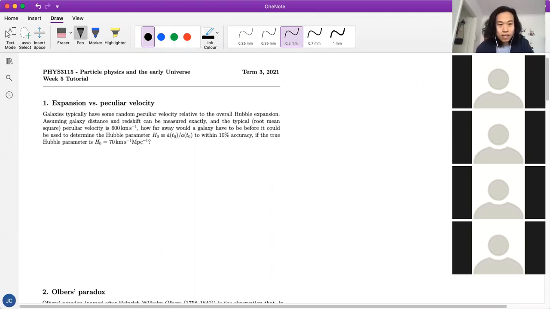As the galaxies typically have some random peculiar velocity relative to the overall Hubble expansion, assuming the galaxy distance and redshift can be measured exactly, and the typical root mean squared peculiar velocity is 600 kilometers per second. How far away would the galaxy have to be before it could be used to determine the Hubble parameter H0 to within 10% accuracy? If the true Hubble parameter is assumed to be 70 in this case.